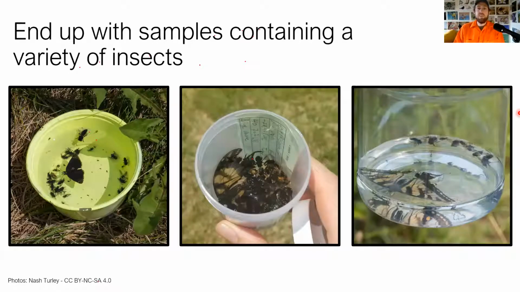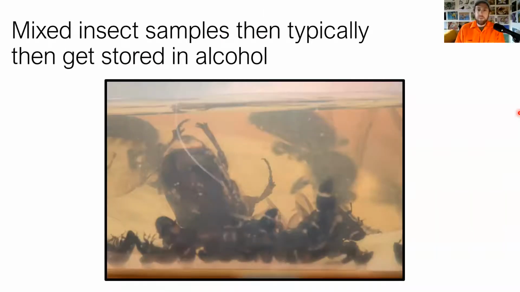And so with all of these collection methods, particularly the traps, we end up with a variety of insects that get attracted to them. Unfortunately, they don't just attract bees. There's various other insects, especially flies and butterflies and sometimes beetles, that get into these traps. So we're left with these samples of a variety of insects. And then normally those will get stored in alcohol so they can be processed later. So then what do we do with all of these big batches of variety of insects all mixed together?